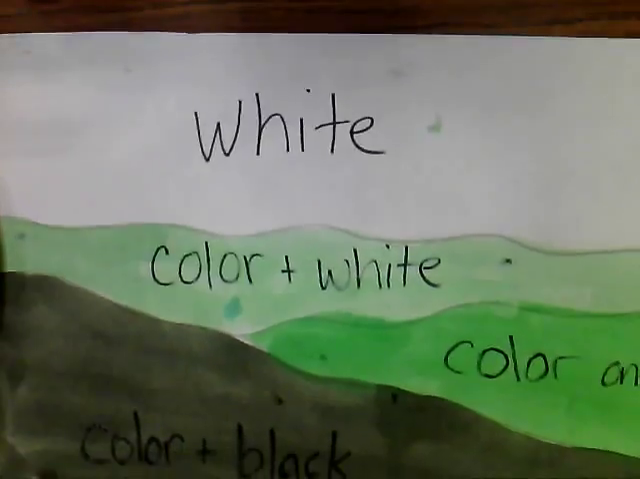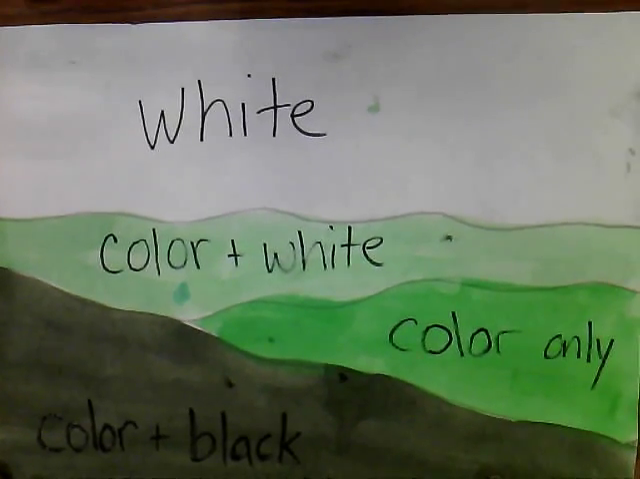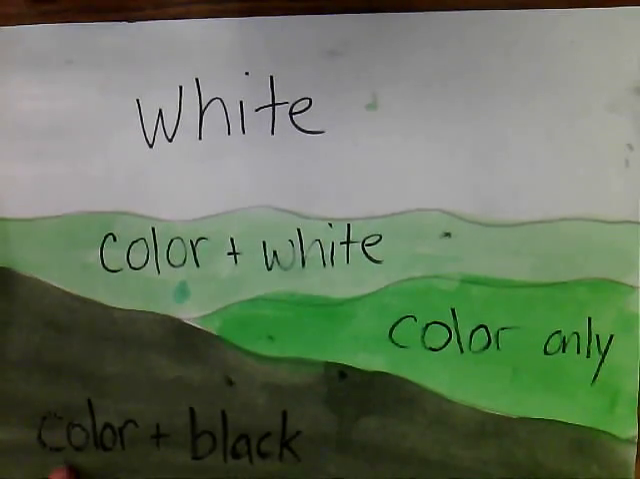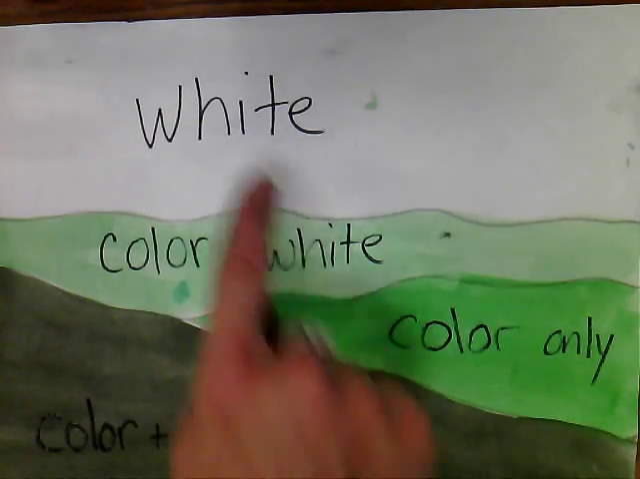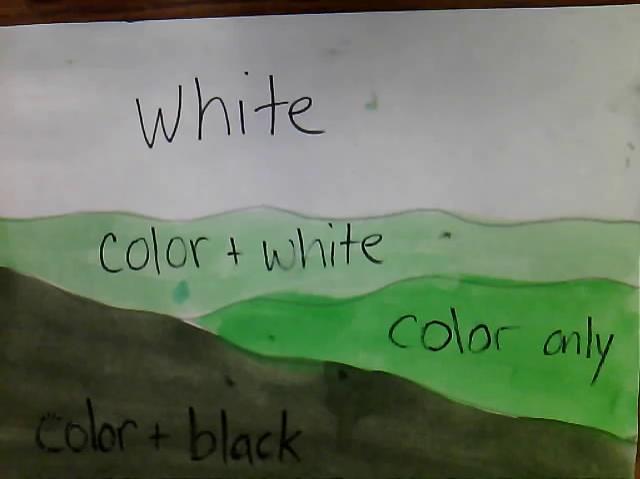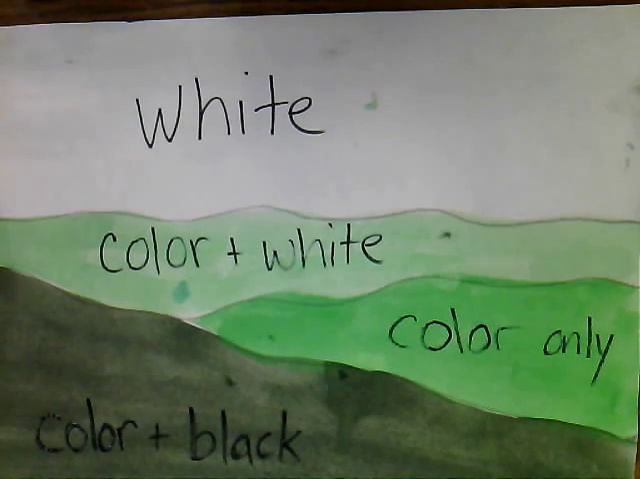Okay, I am going to leave this little code here for you guys, so if you want to reference this, that will help you. Oh, and this is kind of hard to see. That says color plus black, color only, color plus white, and white. That's kind of the recipe that we're using today for our hills. All right, you guys ready to try it out? Wonderful, let's get going.